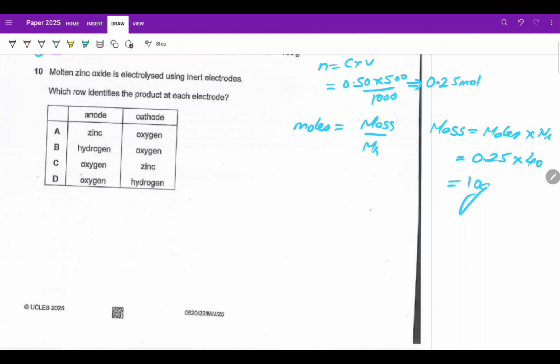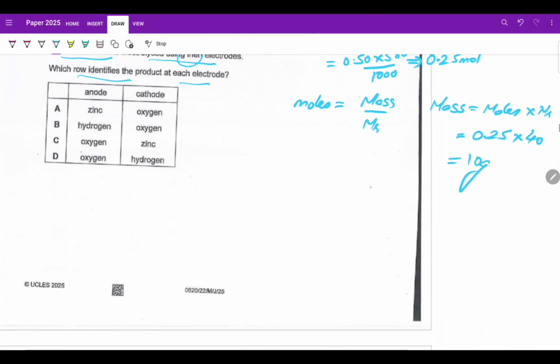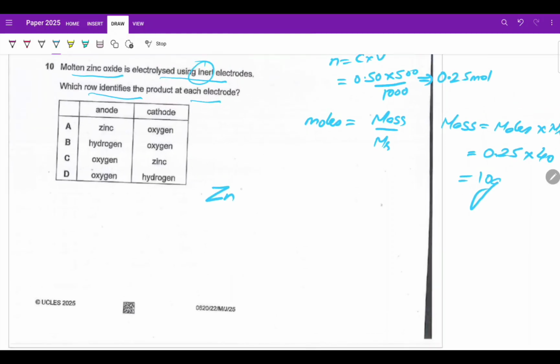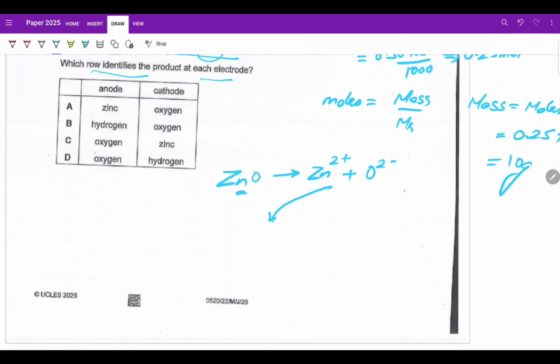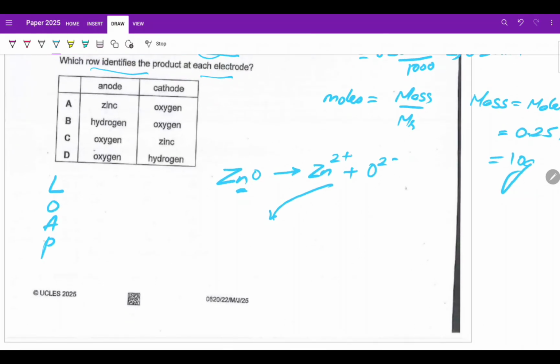Question 10. Molten zinc oxide is electrolyzed using inert electrodes. Okay. Which row identifies the product at each electrode? What do we have? I have molten zinc oxide, ZnO. I have this molten. It forms Zn2+ and O2- if I pass electric current through the solution. Since it is electrolysis, we know the left electrode, on the left side, is where oxidation will take place, and it is the anode and it is positively charged.